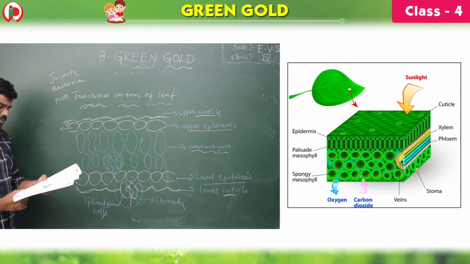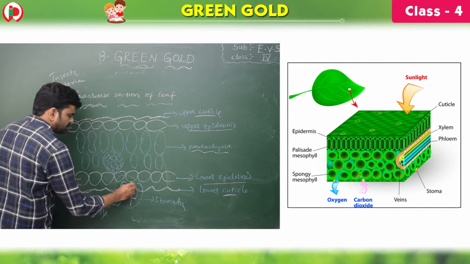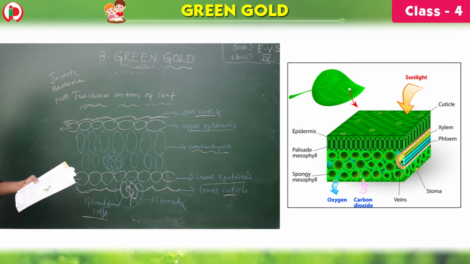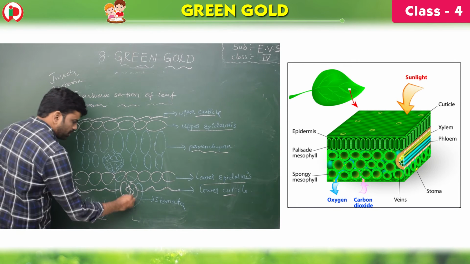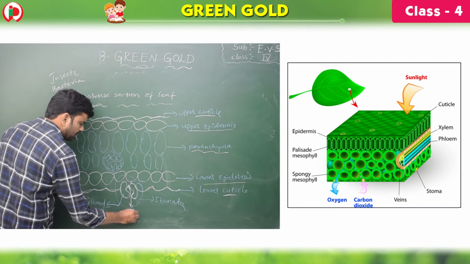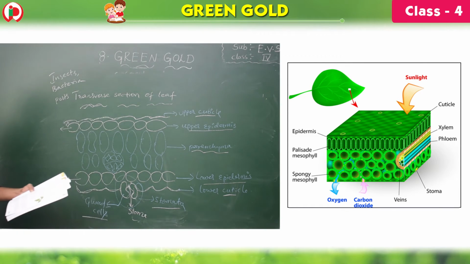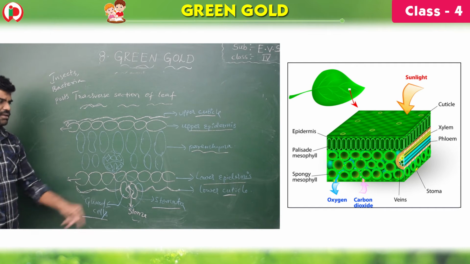Among the epidermal cells are pairs of sausage-shaped guard cells. These are the guard cells. Each pair of guard cells forms a pore. This pore, this hole, is called stoma, and this structure is called stomata. The stomata help in the exchange of gases.